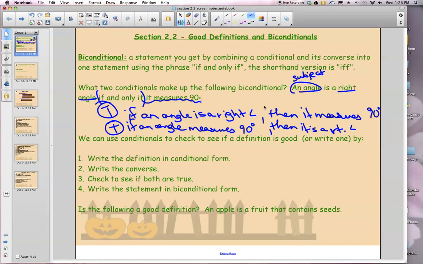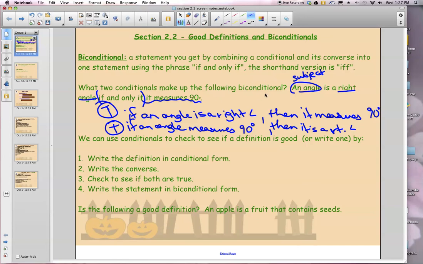So why do we write biconditionals? Well, like I said, first of all, you only have to write one sentence instead of two. The other thing is you only write a biconditional if both the conditional and the converse are true. That's the only time you want to write it as a biconditional. If they're not both true, then it doesn't make any sense to write it as a biconditional.